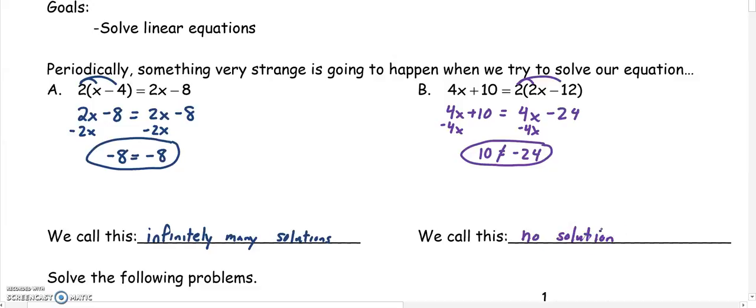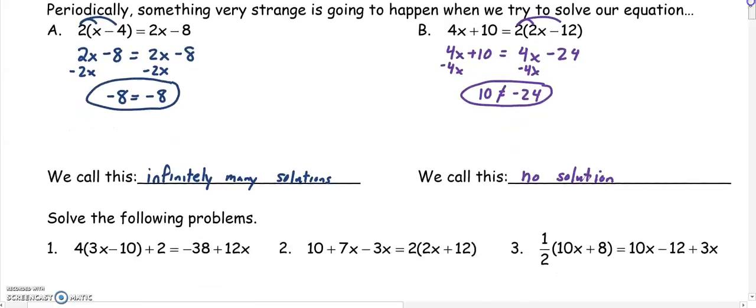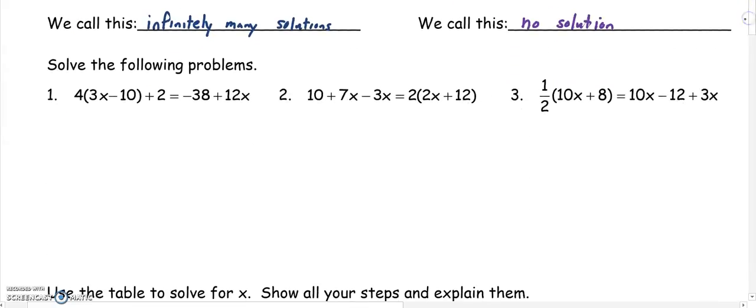So let's look at a few more examples solving the problems. Remember, there's 3 things that can happen when we solve: infinitely many solutions, no solution, and then yesterday's video showed us that we can get x equals some type of value. So let's solve each problem.